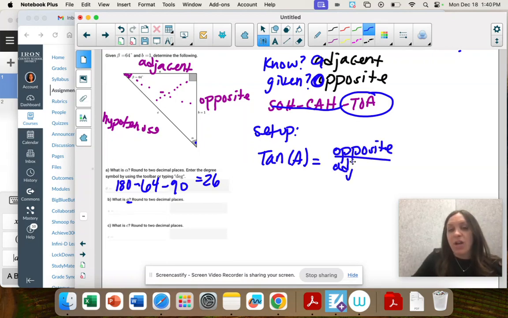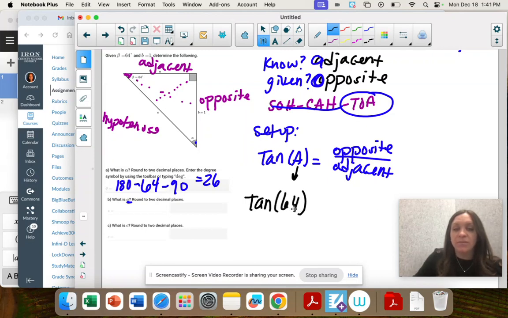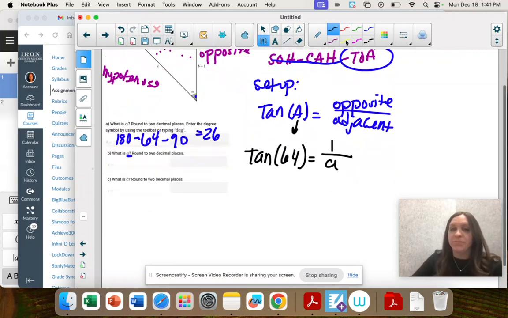So when we set up, I like to just write the general form. Tangent of A is opposite over adjacent. And then we're going to write in all the things that we know. So A is for angle. Our angle is 64 degrees, right there. Equals opposite side, which is 1. And the adjacent side, which we're solving for, is A. So now it's set up.